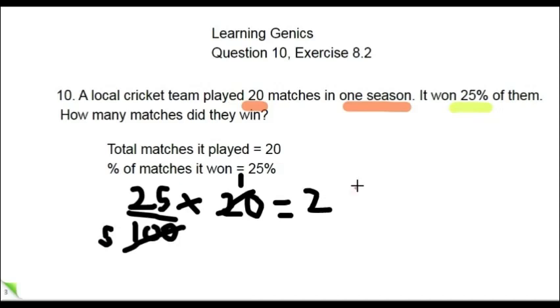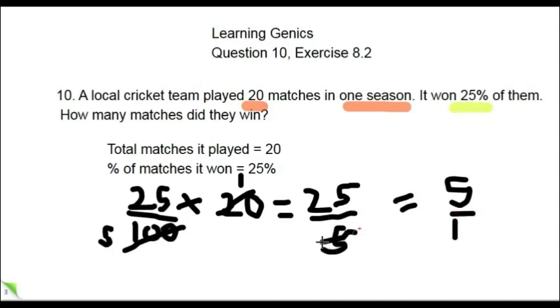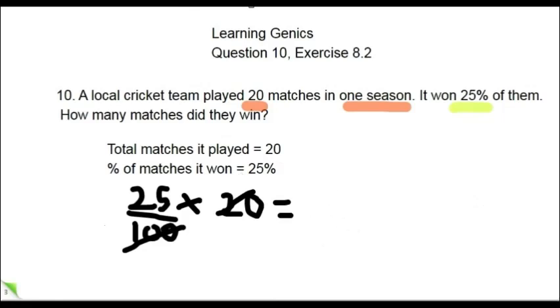That leaves us with the fraction 25 upon 5. Now 25 and 5 can again be cut, so our final fraction is 5 upon 1. You know 5 ones are 5 and 5 fives are 25. So our answer has come to just 5 matches. If you want, you can check it from the back of the book. So they won 5 matches.